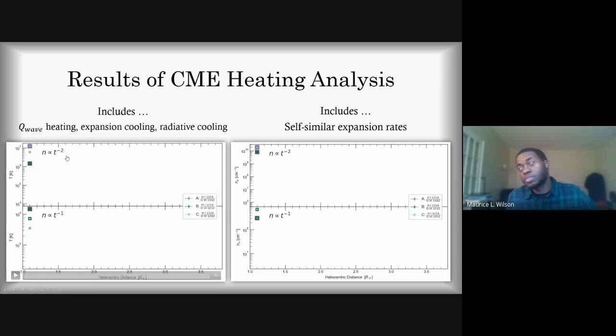It's basically, we find that something closer to a quadratic self-similar expansion rate is best in this very simplified 1D numerical modeling. So here are the initial conditions of the final models. The temperature starts at 10 to the 7 or 10 to the 6, or for this power law assumption, the models start at 10 to the 6 or 10 to the 5.